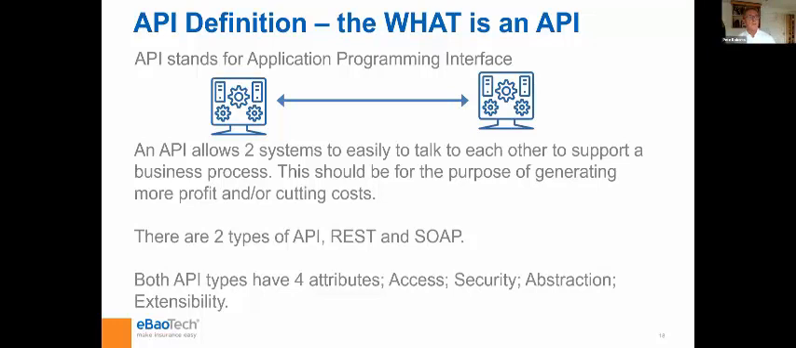Very briefly, you can't escape a presentation about APIs without any definition whatsoever, but it's mercifully short. An API allows two systems to easily talk to each other to support a business process. This should be for the purpose of generating more profit and/or cutting costs, because it's a business proposition. It's not just a piece of technology. The other points on the slide, the business people in the audience completely ignore. For those doing CBD, please take them on board.